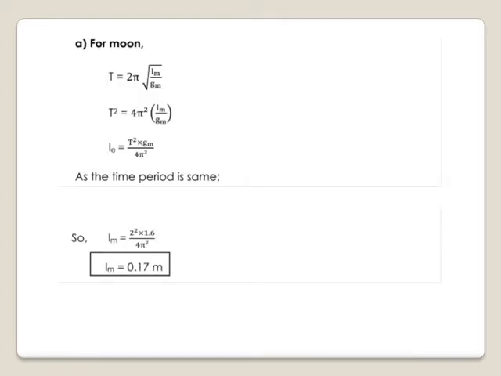So similarly, the same process will be done to find the length of the simple pendulum on the surface of the Moon. So we will rearrange the formula accordingly, which will be L is equal to T square into gravitational acceleration of Moon divided by 4 pi square, and finally we will get the answer 0.17 meters.